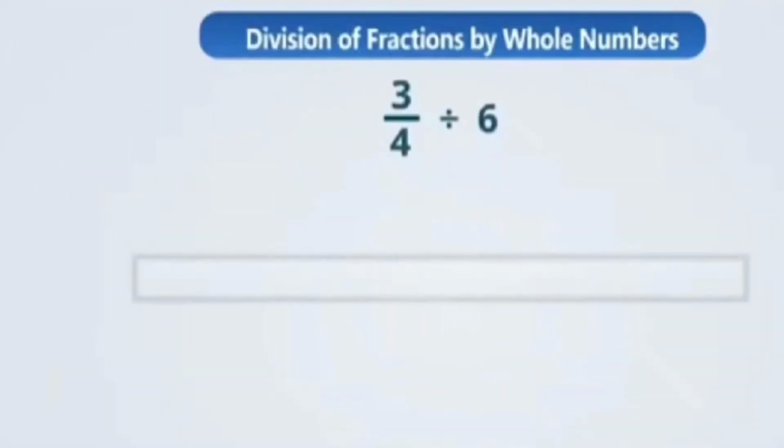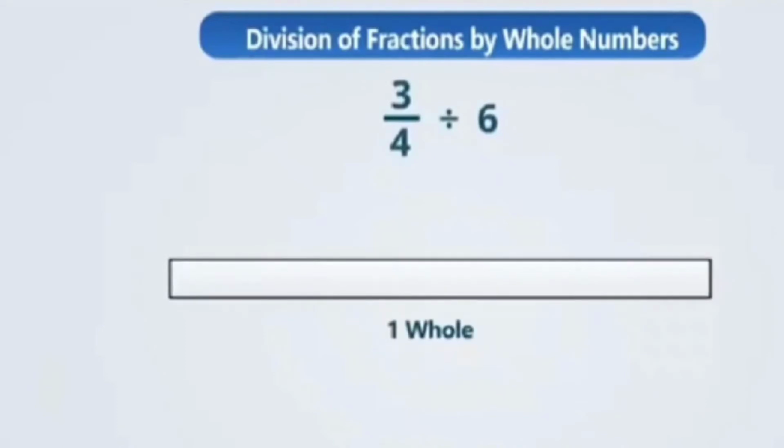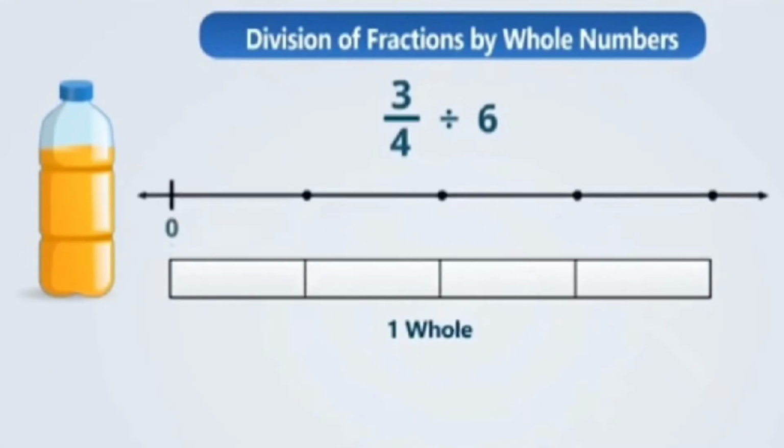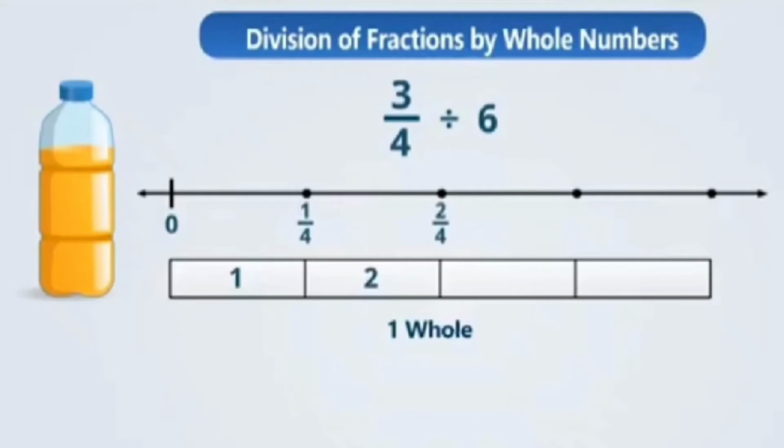Suppose we consider this strip to be a whole number. The bottle contains 3/4 liter juice. To represent it, we will make 4 equal parts of the strip. On the number line, the first part will be expressed as 1 by 4, the second as 2 by 4, the third as 3 by 4, and the fourth as 4 by 4, that is 1.